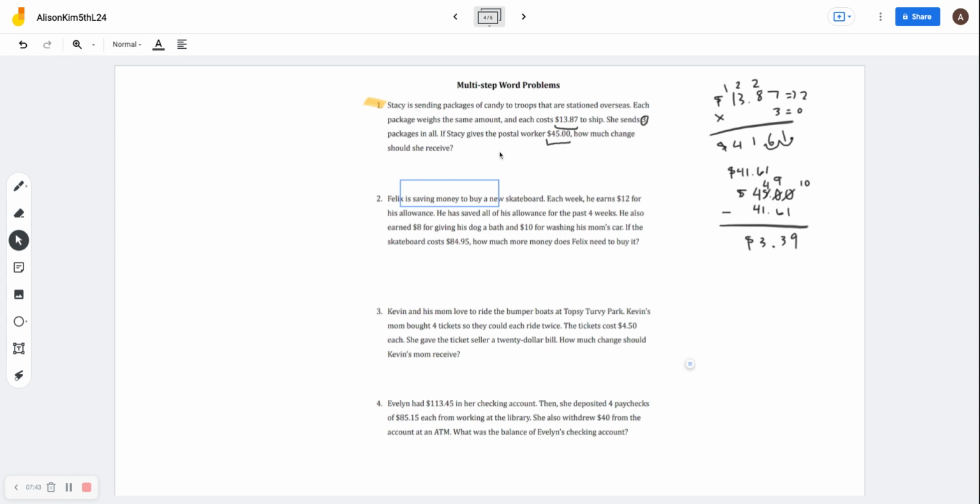So Stacy would receive $3.39 as her change. Make sure to label. And make sure that your decimal places are in the right place.